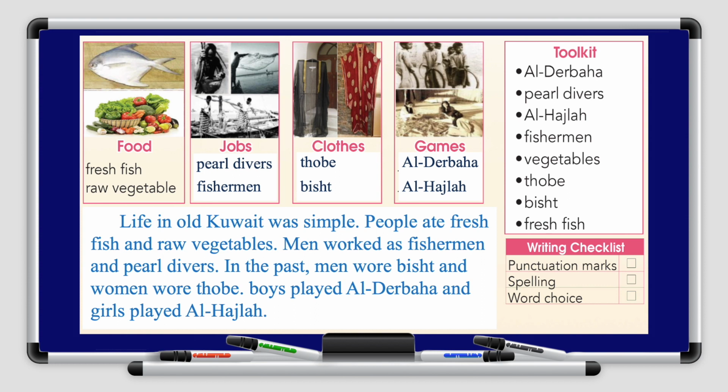Now let's use the graphic organizer to read the sentences together. Life in old Kuwait was simple. People ate fresh fish and raw vegetables. Men worked as fishermen and pearl divers. In the past, men wore bisht and women wore thob. Boys played الدرباحة and girls played الحجلة.